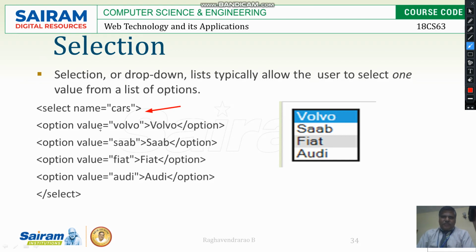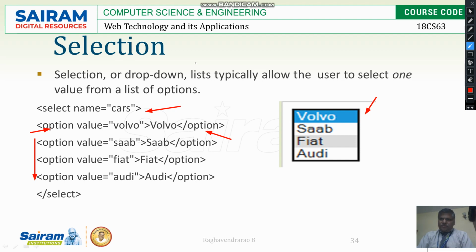Okay, cars. Under this there is the option value, Volvo, then the label, then the option closes here. Option starts here, option closes here. Similarly all the elements like this start, Volvo, Saab, Fiat and Audi. So now you can see the output here. Volvo, Saab, Fiat and Audi are going to be present in this.